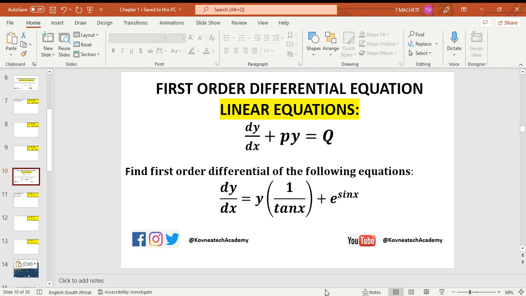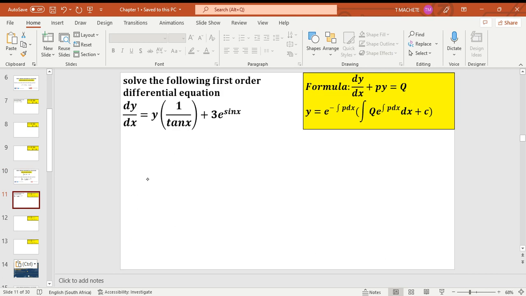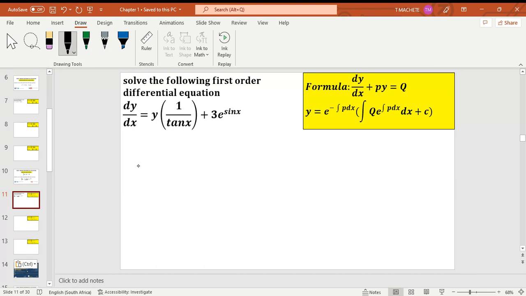Hi, so today we're gonna focus on first order differential equations. Here we're gonna do the linear equation. That's our first example. So the linear equation that we have on the screen.